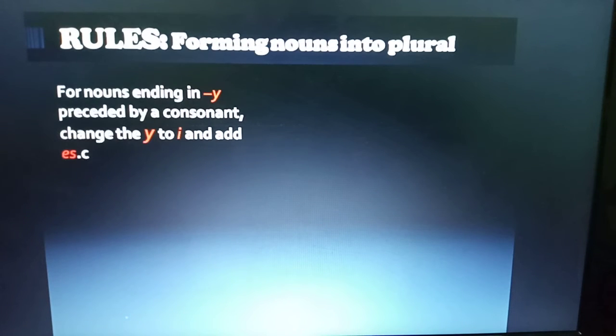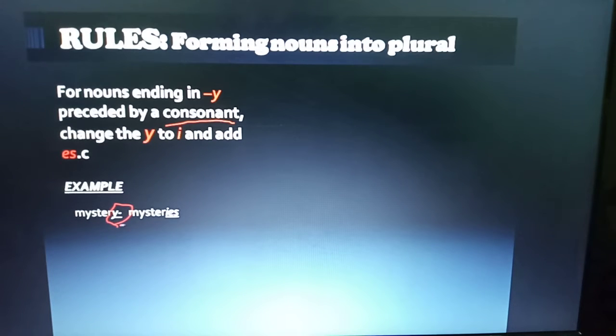Next is we have for nouns ending in y preceded by a consonant, change the y to i and add es. What does it mean then? For example, mystery. As you can see, the word mystery ends with y. So since the word ends with y, according to the rule, if it ends with y preceded by a consonant, meaning to say, pag sinusundan siya ng consonant, iti-change daw natin yung y into i, then we add es. So from mystery, it will become mysteries. Why? Because we change y into i, then we add es.